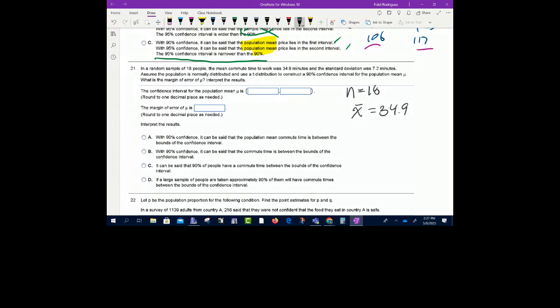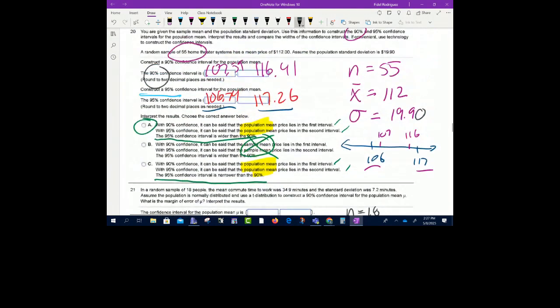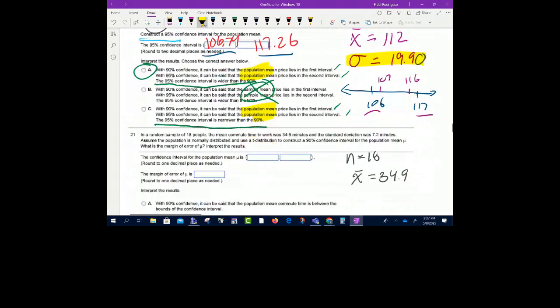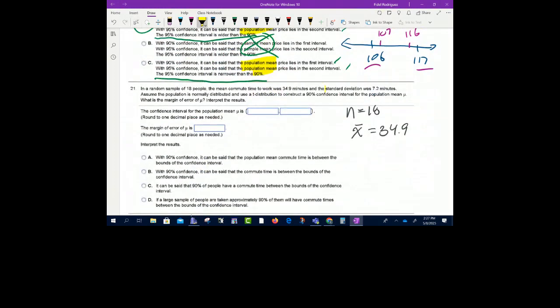Okay, so y'all, the difference between 20 and 21 was, in 20, they gave us the population standard deviation. They're giving us sigma. They're specifying that's the population one. When I look at 21, it just says standard deviation. That is the sample standard deviation, y'all. And in this case, it's 7.2. Okay, so the first thing we're going to do here, y'all, is we're going to see if we can find our confidence interval.